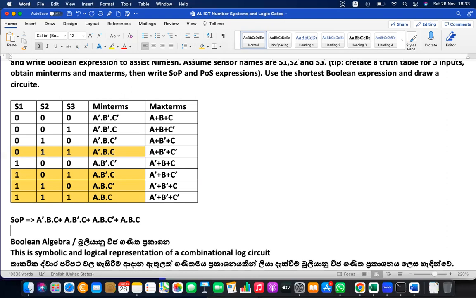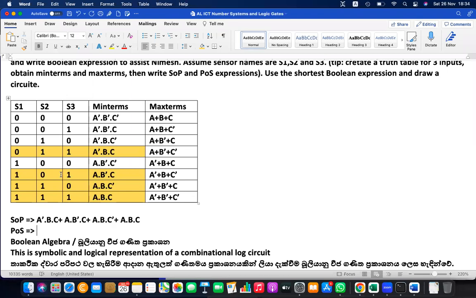The first valid circuit is the sum of products circuit. The second valid circuit is the product of sums circuit.